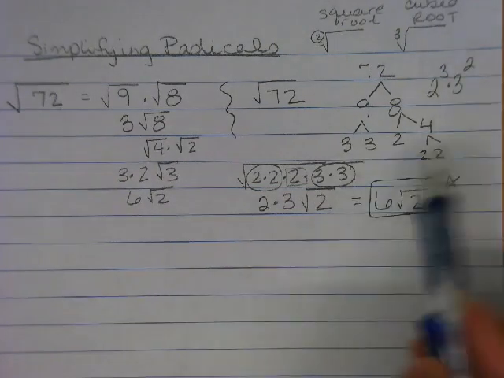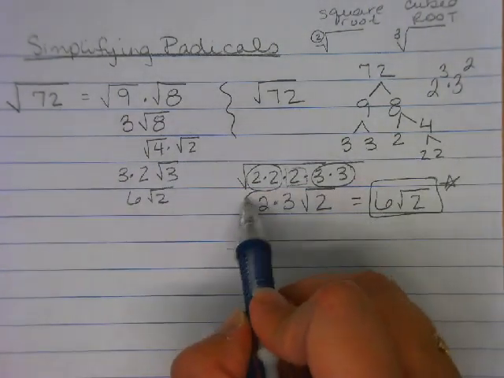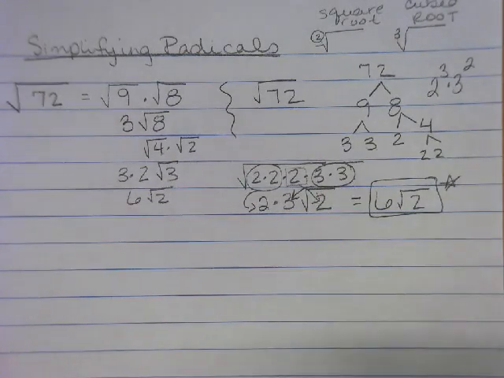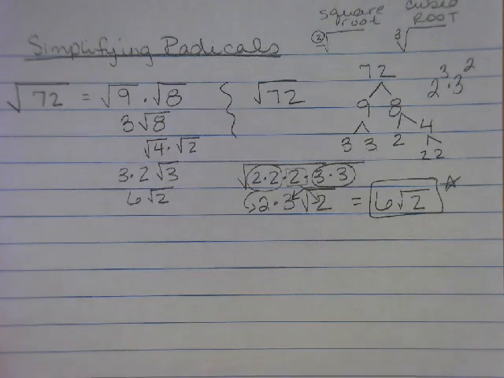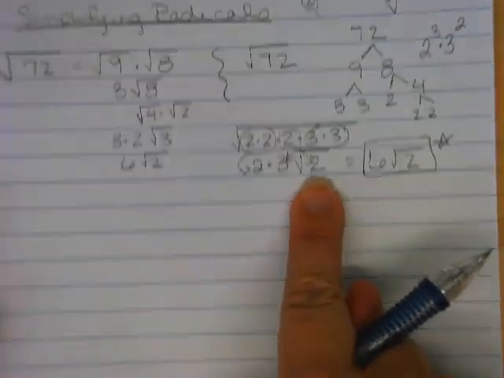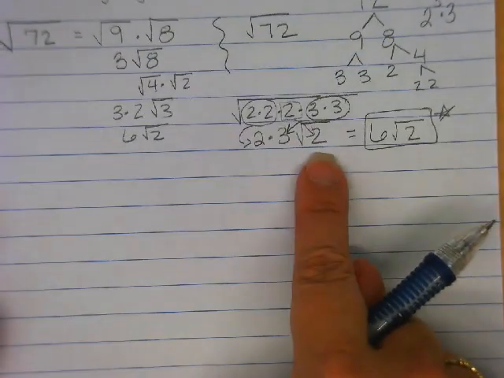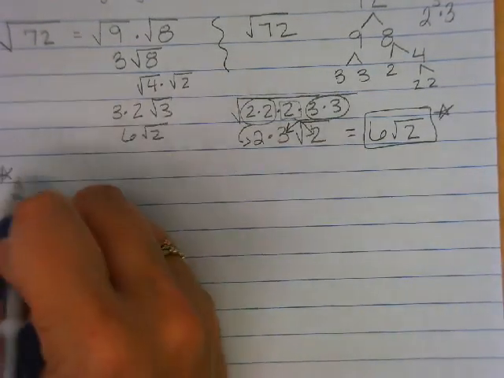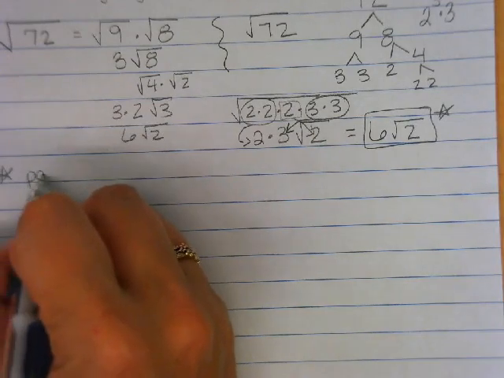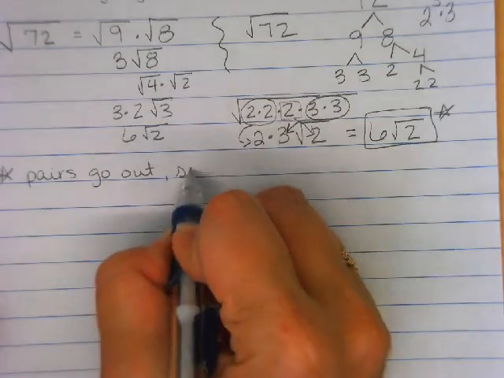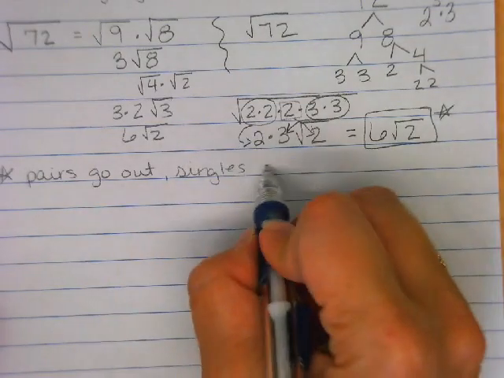Keep in mind when you're breaking this down into primes, pairs go outside, singles stay in, right? So if you have a date, you get to go out on a date. You go to the movies, you go to a restaurant, wherever you're going out. If you're single and you have no friends, you have to stay inside, which is a real bummer. All right, so make a little star here. Pairs go out. Singles stay in.